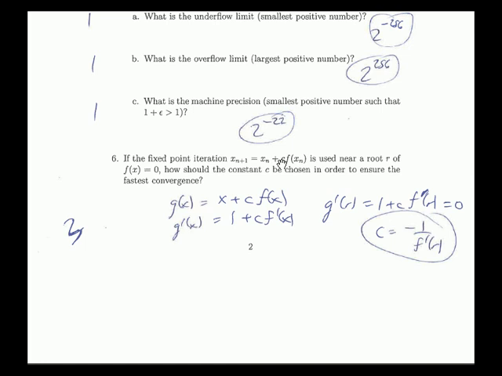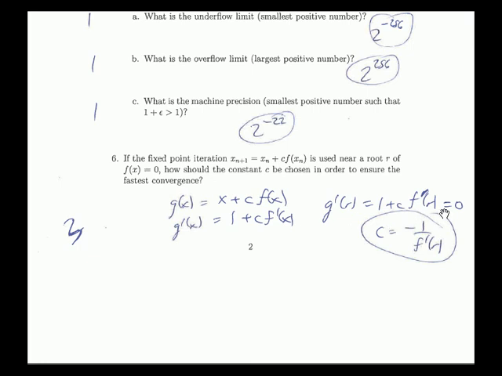Okay, here's a fixed point iteration. The g is x plus c f of x, and if r is a root, f of r equals 0, then you plug in r on the right hand side, that's 0 and that's r, so you just get r. So if you start with r, you'll stay at r. So r is a fixed point if r is the root of f of x equals 0. It says, how should c be chosen in order to ensure the fastest convergence? Well, g of x is x plus c times f of x, so g prime is 1 plus c times f prime of x. You plug in x equal to r, you get 1 plus c times f prime of r.